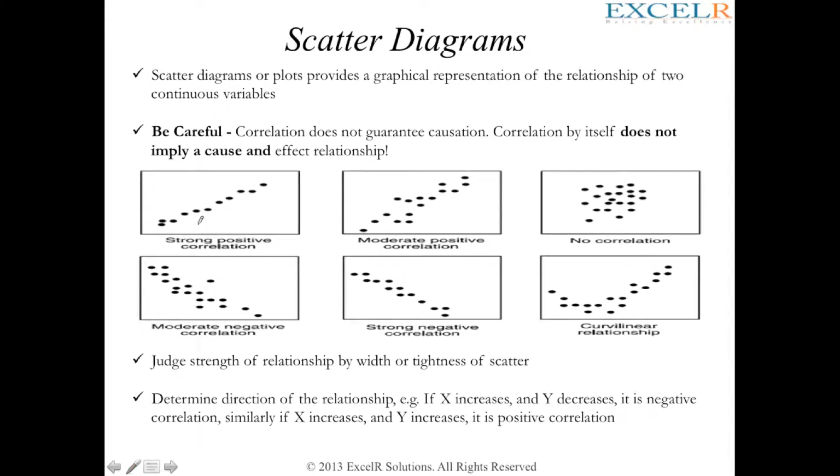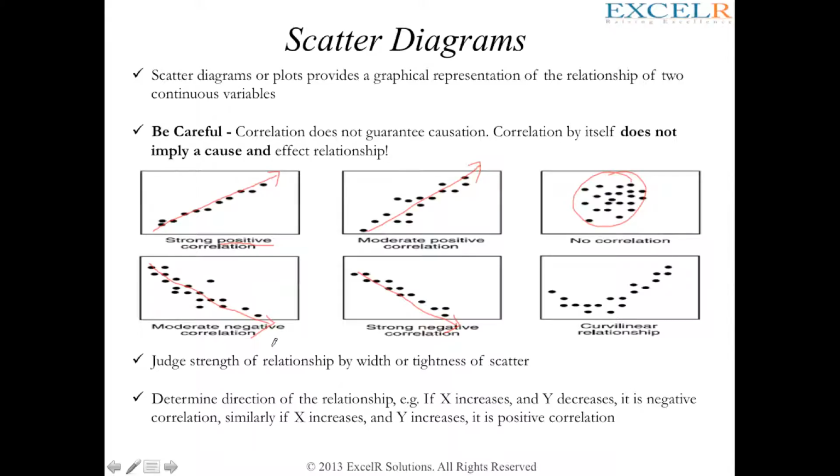So if you see a positive direction, it's called positive correlation. Here also it's positive correlation. Here it's called no correlation. Here there is a negative correlation, because it's in the downward direction.